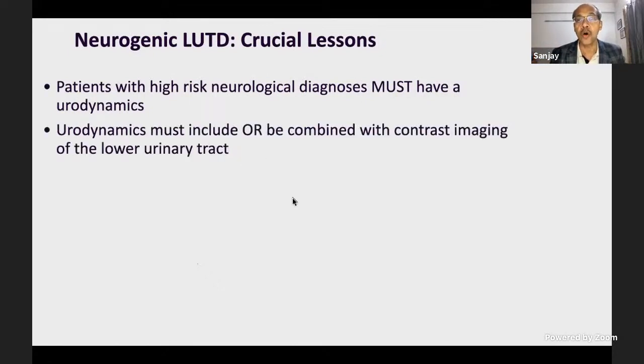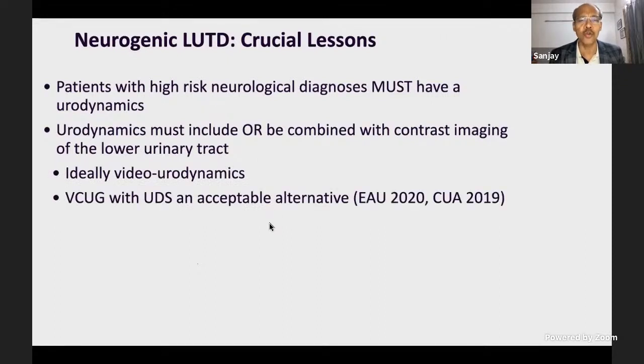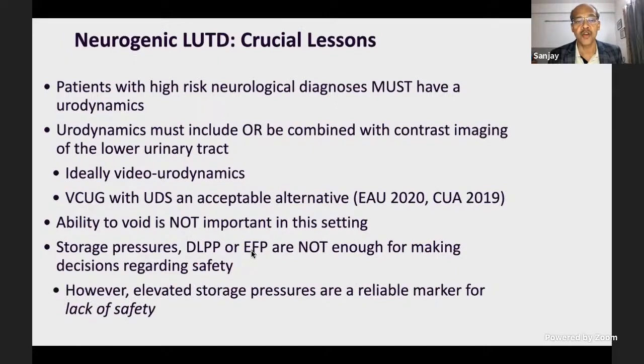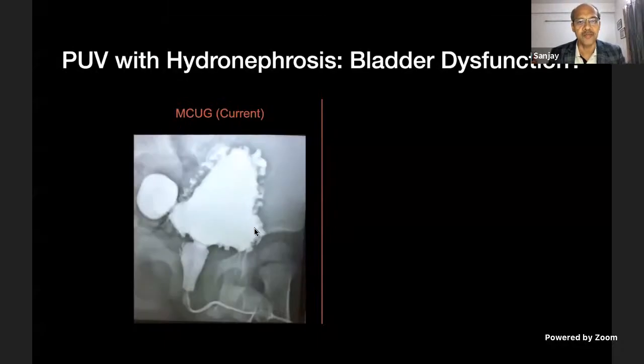Urodynamics must be combined with contrast imaging of the lower tract, ideally video, but you could do a UDS with a VCUG, and that's an absolutely acceptable alternative. Ability to void is not important, neither is ability to hold. What is important is whether the voiding and the storage are safe. And detrusor leak point pressure or any urodynamic finding for that matter is not enough to take decisions regarding safety. So urodynamics can tell you lack of safety, but can't tell you that the patient is safe. That's a clinical decision based on the overall assessment.